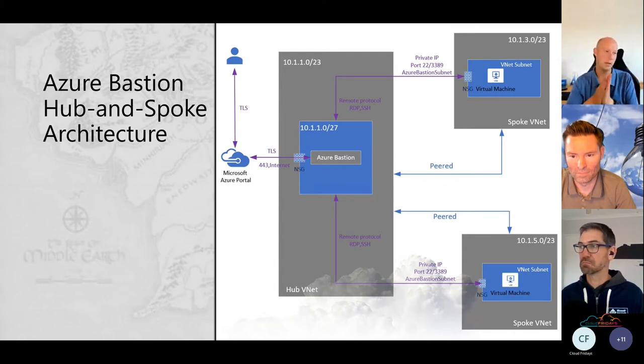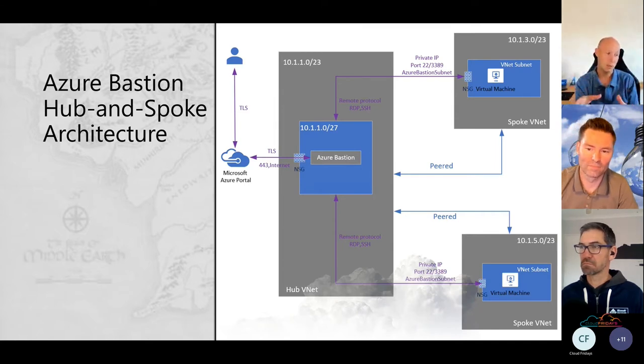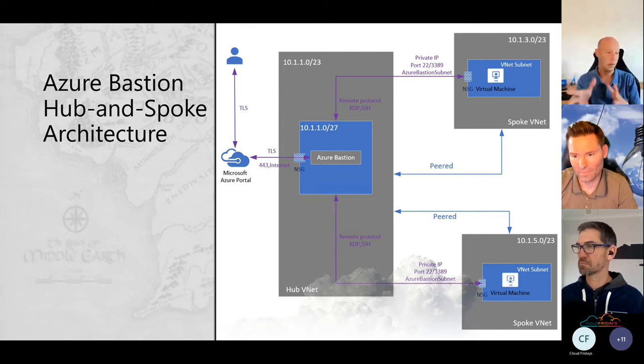And as Wim already said, you can even use the Bastion to connect to your on-prem, because if you have a site-to-site VPN connection, you can simply connect to your on-prem environment as well. But let's dive into that later on as well.